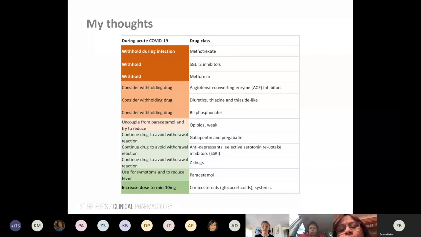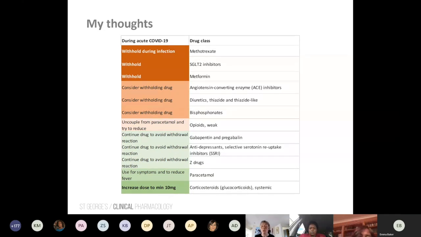The other drugs then get harder. So she shouldn't take bisphosphonates if she can't take a big drink of water and sit upright for 30 minutes because of esophageal damage. If she's a bit unwell, she could probably carry on her antihypertensives, but there's probably low harm from withholding them, but some benefit from withholding them.